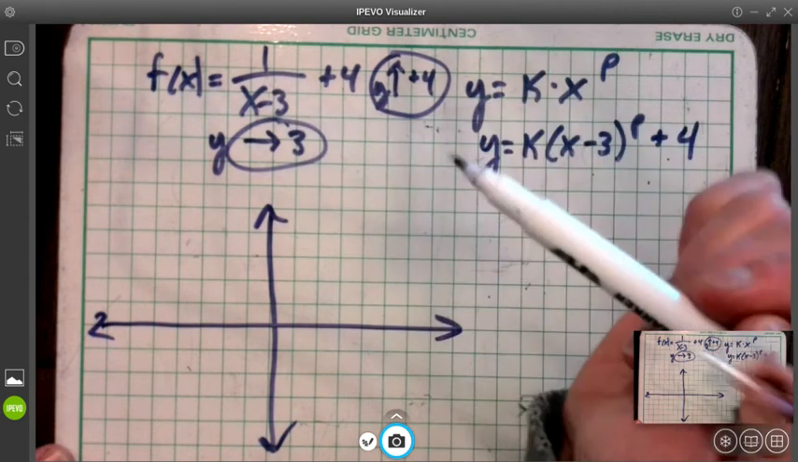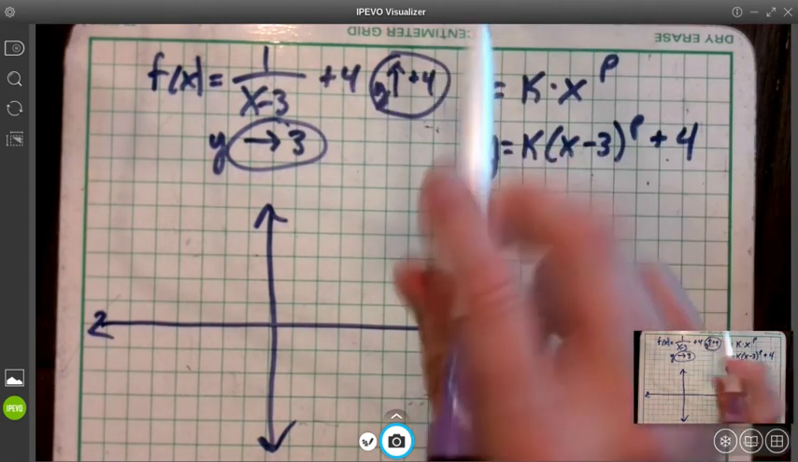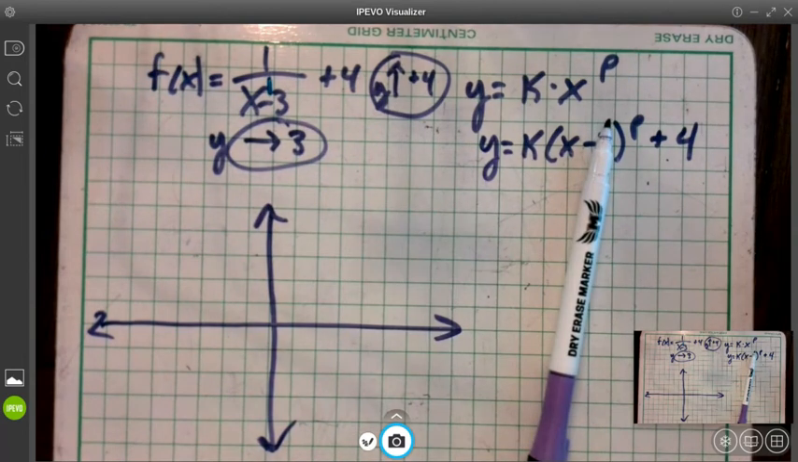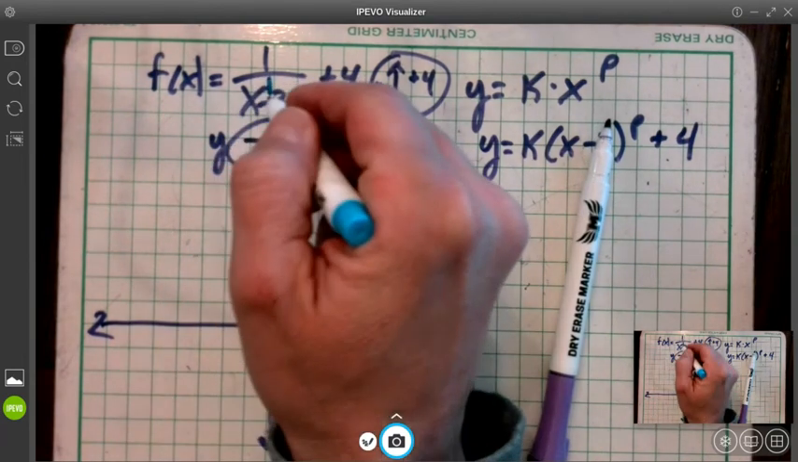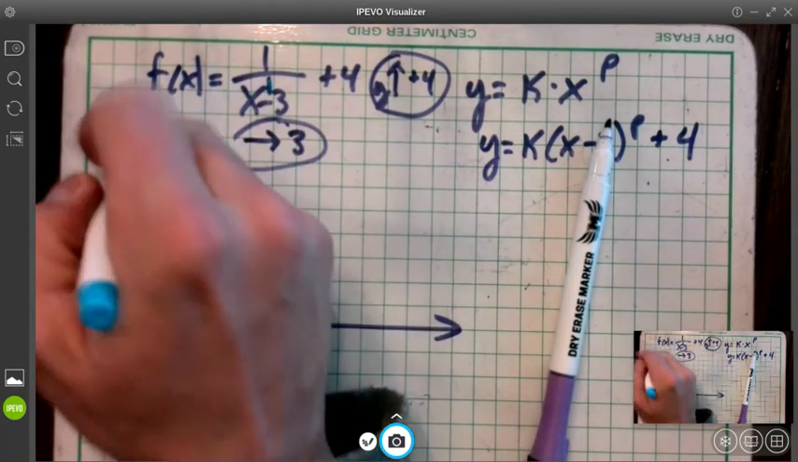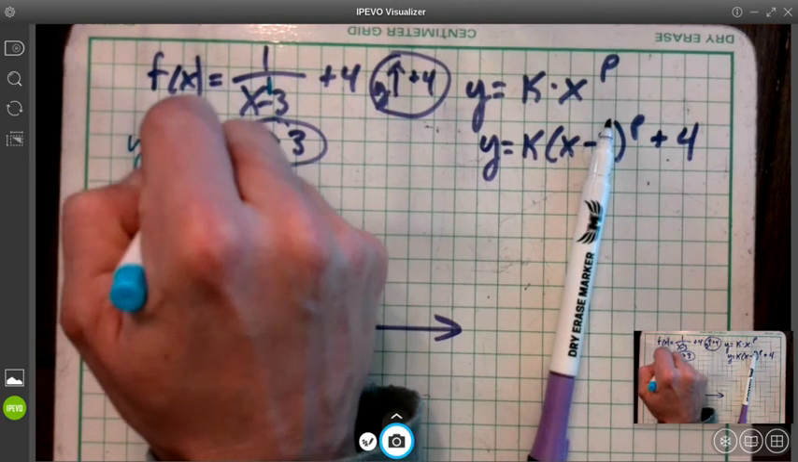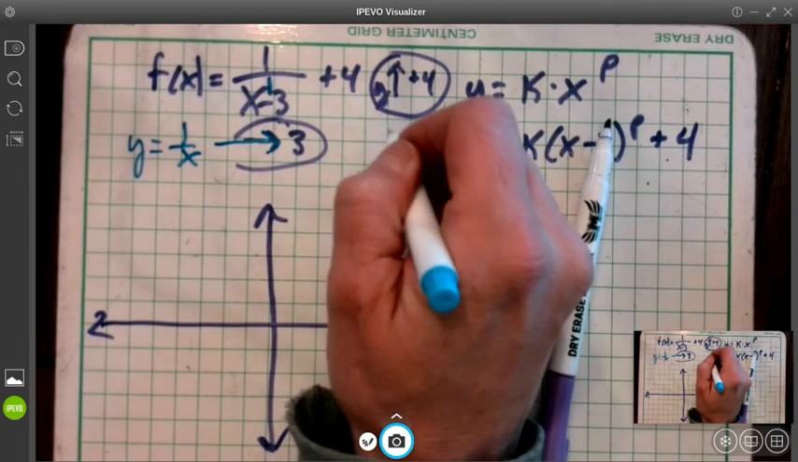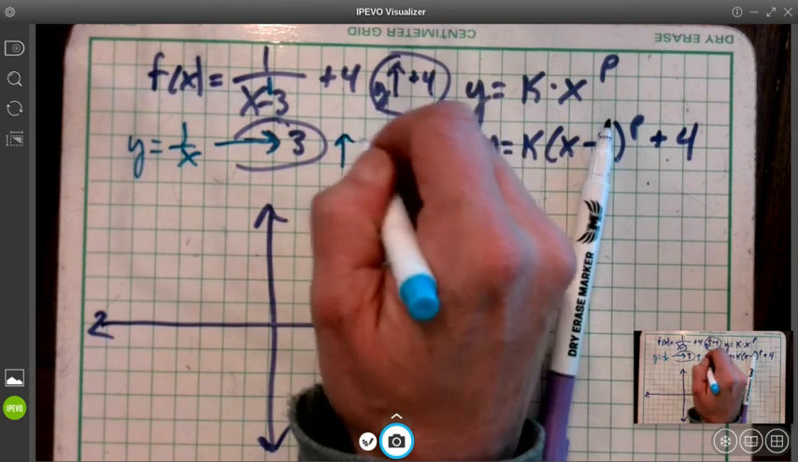What is this the graph of? Well, to me, the exponent power stands out like a sore thumb of being a 1. So this graph is, more specific, 1 over x shifted right 3 up 4.